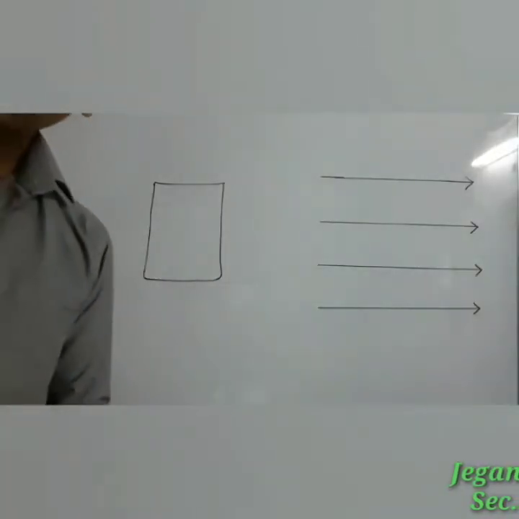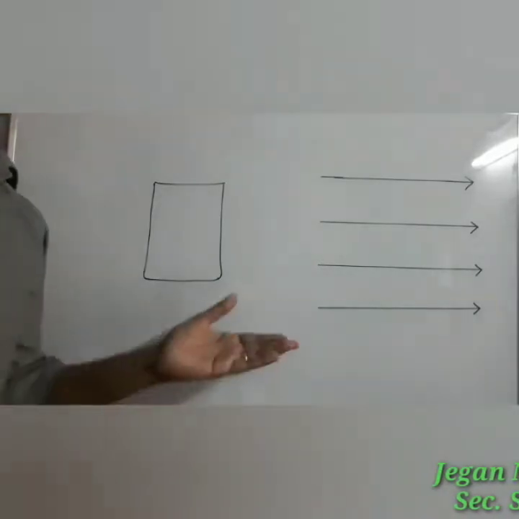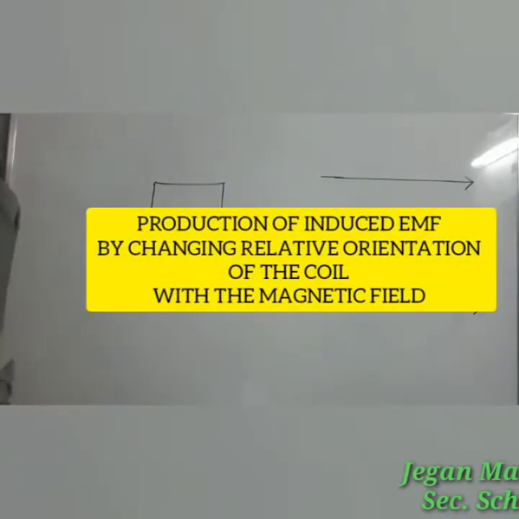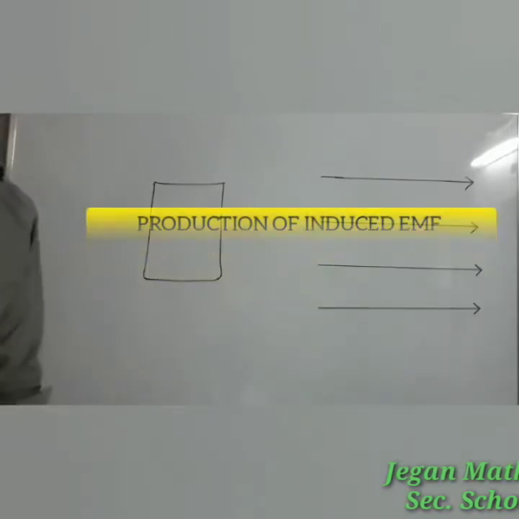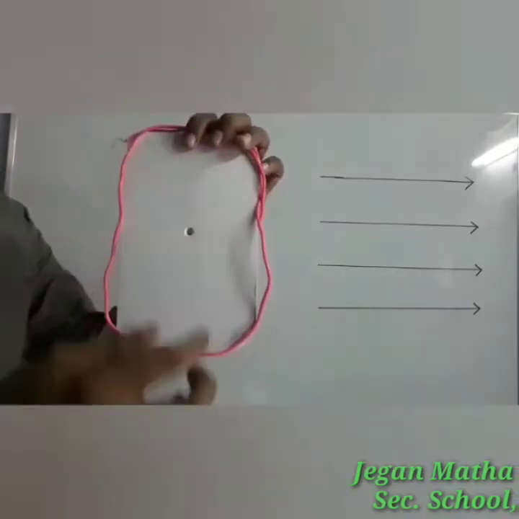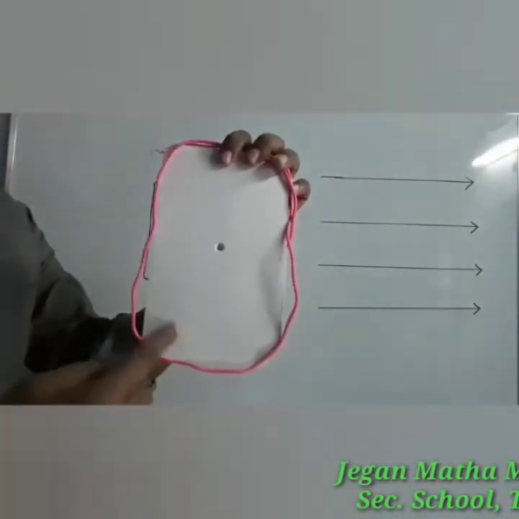Hi students, today we are going to discuss the production of induced EMF by changing the relative orientation of the coil with the magnetic field. First you should know about the rectangular coil. So imagine it is a rectangular frame, a rigid frame.